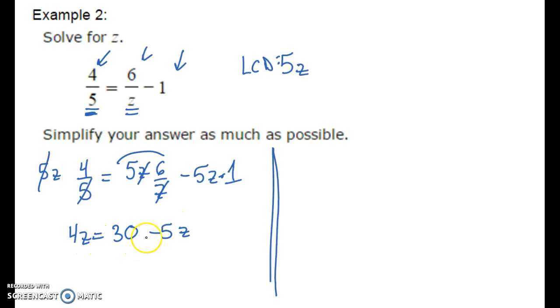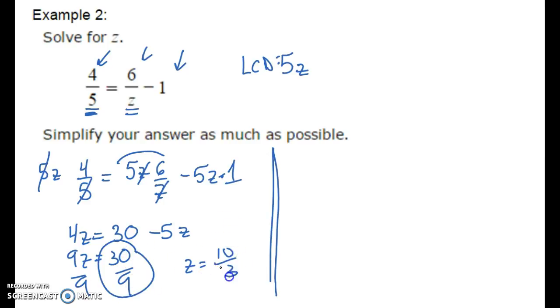And then this is an equation that I definitely know how to solve. It looks very familiar to me. I'm going to add 5z to both sides to get 9z equals 30, and then divide both sides by 9. And I'll say this is going to reduce to 10 over 3. I need to check this final answer and make sure that it's not causing any divisions by 0. If I look back at the original problem, that's totally a safe answer, so that would be my solution.